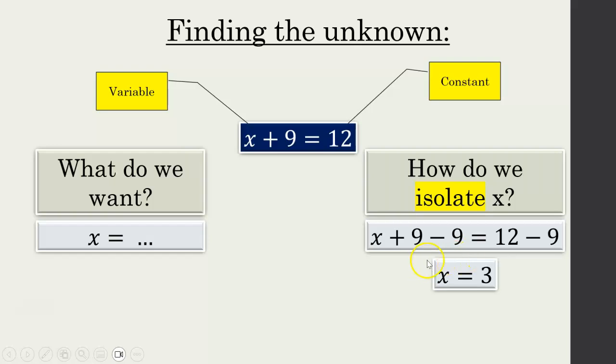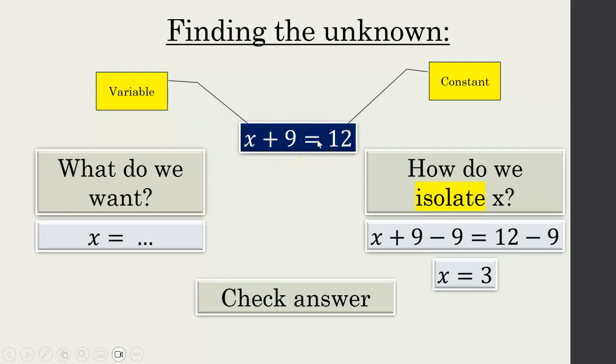Okay, so now I'm left with x is equal to 3, because 12 minus 9 is 3. And that's what I wanted. I wanted x is equal to something. I have x is equal to 3. So that means if I put in 3 instead of x into this equation, it should be balanced. So let's check that we were right. If I put in 3 instead of x, I have 3 plus 9 is equal to 12. Is that correct? Well, yeah, it is. 3 plus 9 is equal to 12. 10, 11, 12. So this is how we'll be solving equations systematically, not just guessing. First off, we want to isolate x.